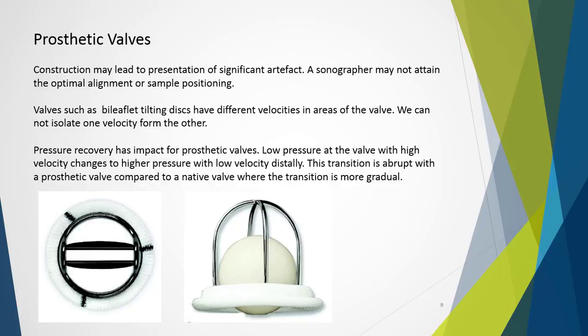The phenomenon of pressure recovery also has impact for prosthetic valves. When the sonographer investigates pressure gradients, we assess blood moving with low pressure and high velocity, moving through the valve, transitioning to a relatively high pressure with low velocity. This transition is abrupt with a prosthetic valve compared to a native valve, where the transition is more gradual. This in turn may lead to an overestimation of true gradients.